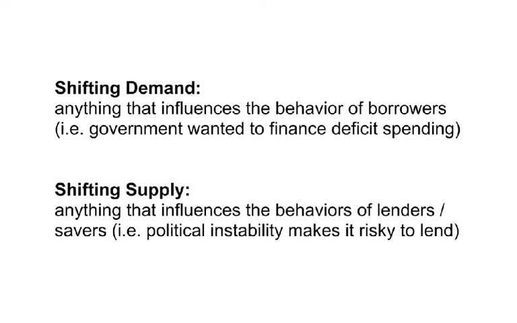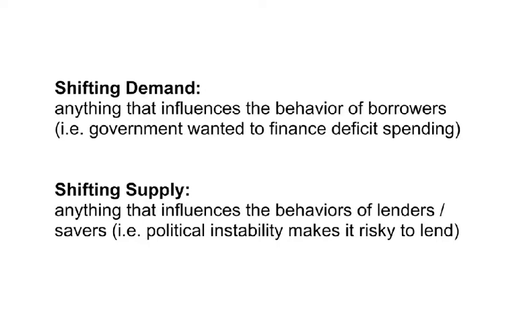Remember when we did regular supply and demand, we said, hey, input prices go up, supply left. Here, it's more vague. It's just anything that influences the behavior of borrowers will shift demand. Anything that influences the behaviors of lenders or savers will shift supply either left or right. So you just have to ask yourself who's being affected here, borrowers or lenders, and is that going to make them want to borrow more or less or lend more or less? So I gave you an example in each case.